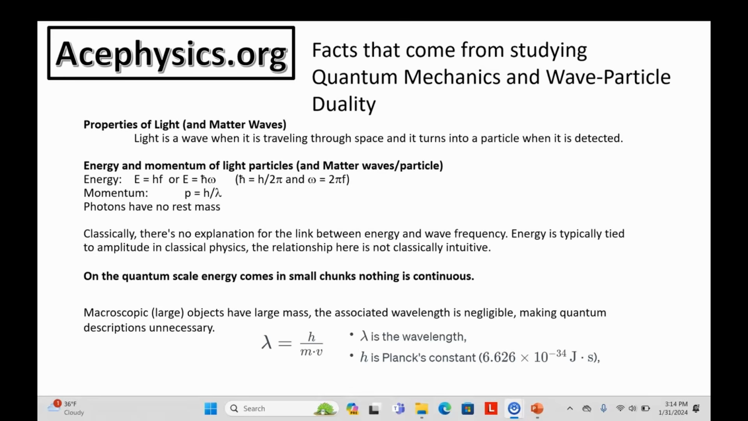Nothing is continuous. As of 2024, quantum mechanics is used to describe atoms and subatomic particles and things that are small. The reason is that the wavelength of matter is equal to h over mv. h is Planck's constant, and if m is a macroscopic mass, like your mass or the mass of a car or a building, it's so large that the wavelength is tiny. And if the wavelength is tiny, the wave nature of matter is insignificant. So macroscopic objects are not described by quantum mechanics as of 2024.